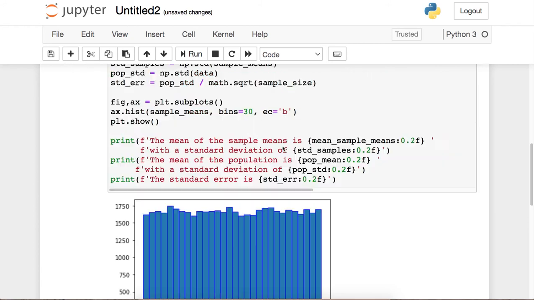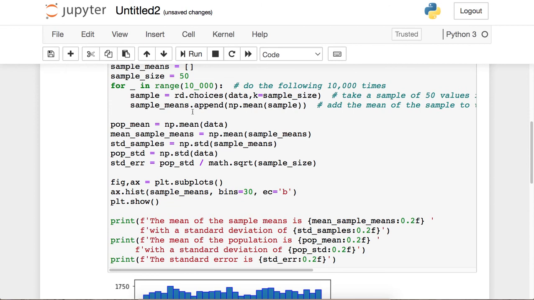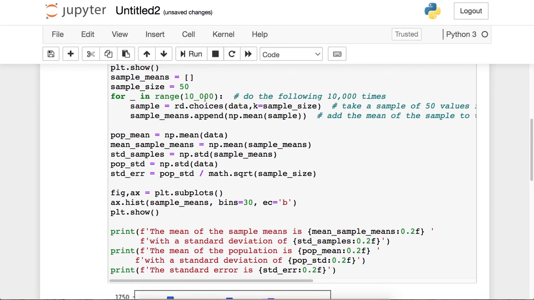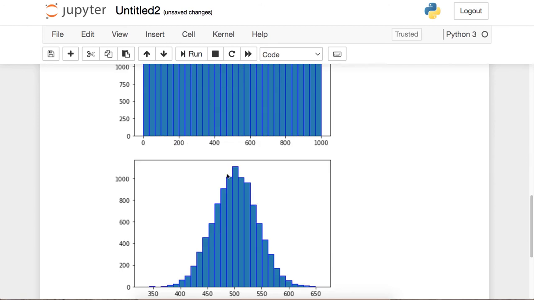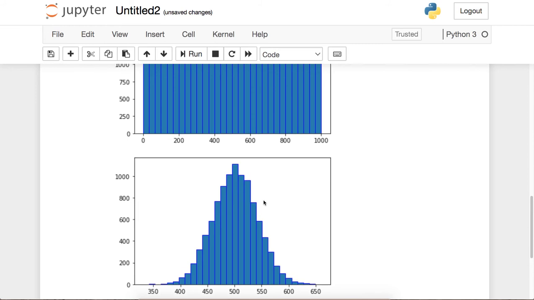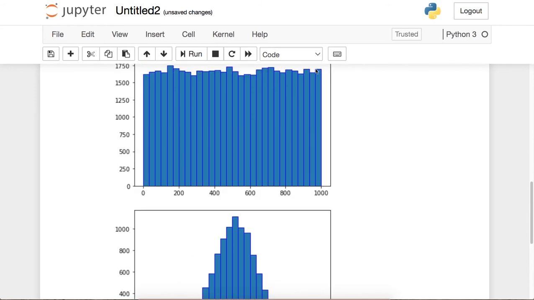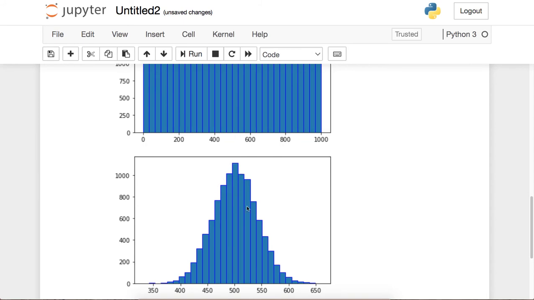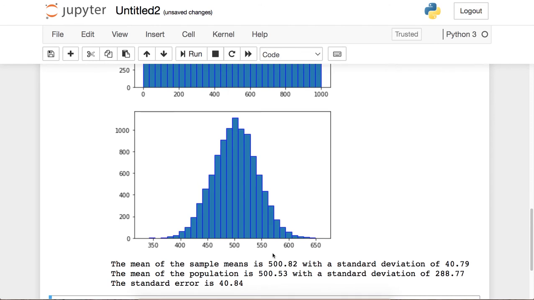Now, if we take samples, and I took sample sizes of 50 and got 10,000 samples, each with a sample size of 50, here is our histogram for our sample mean. Notice that our population was uniform, but when we plot the histogram of our sample means, it has a normal bell-shaped appearance. The mean of our sample means and the mean of our population are very, very close to each other. The square root of 50 is roughly 7, so if we multiply our standard deviation by 7, we get approximately the standard deviation of the population.